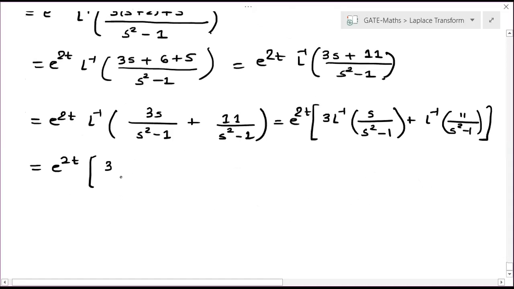This is what? Cos t, or not? Right, because Laplace of cos t is... no. For cos it is plus. So it is your cos hyperbolic t. Okay. This is your cos hyperbolic t.